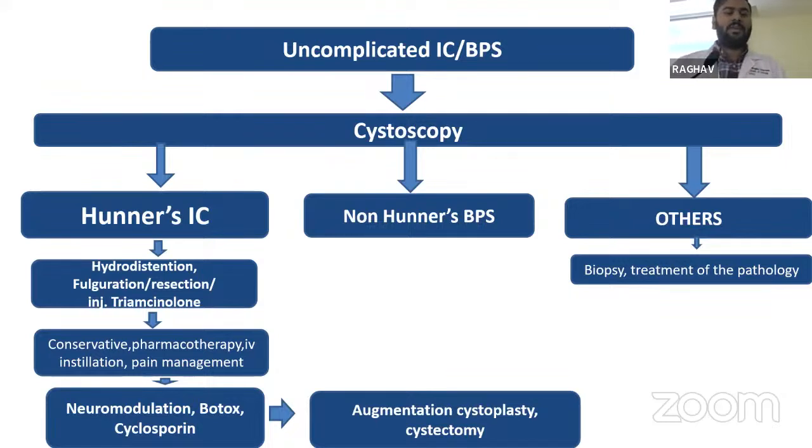Once a patient is labeled as uncomplicated IC BPS, a cystoscopy is done to differentiate between Hunner's IC and non-Hunner's BPS and others. Others include other pathology. In a patient of Hunner's interstitial cystitis, we go ahead with hydrodistension, fulguration, dissection, and injection of triamcinolone. This is followed up with conservative pharmacotherapy, intravesical instillation of cocktails, pain management, followed with neuromodulation, botulinum toxin injection, and cyclosporin. Lastly, if all these fail, then we go ahead with augmentation cystoplasty or cystectomy. If we suspect other pathology, then we treat and evaluate for the other pathology.